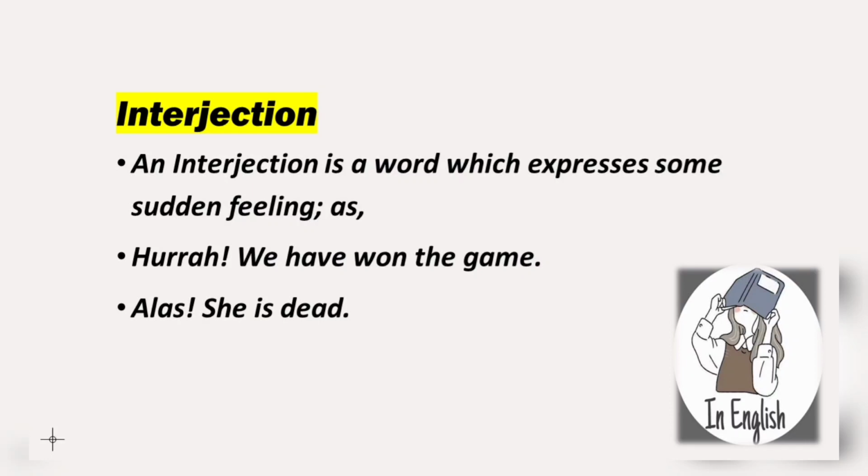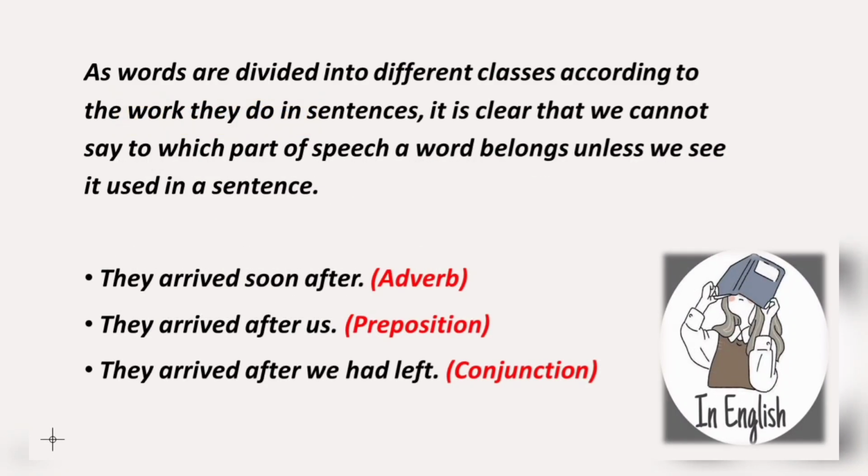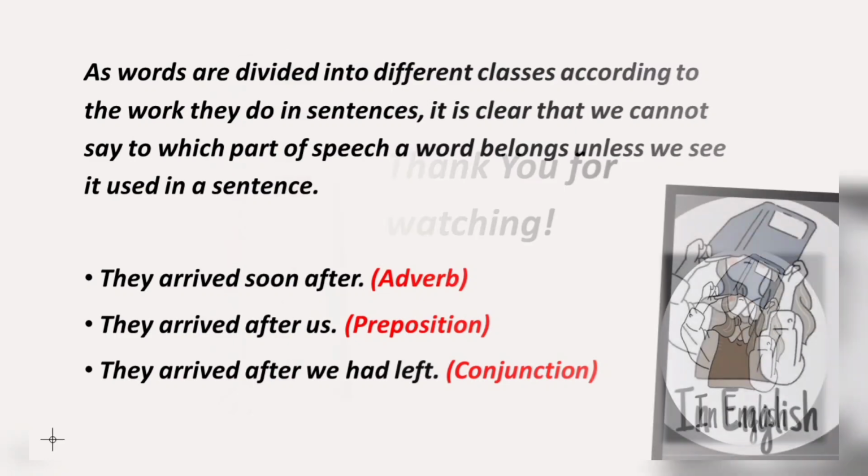Then further, Wren and Martin tell us that words themselves don't decide their function in a particular sentence, but how they are being used in a sentence basically decides their function. For example, we can see that the word after is being used differently. First it is working as an adverb, then as preposition, and after that it is working as conjunction. So how they are being used in a sentence basically decides their functions.